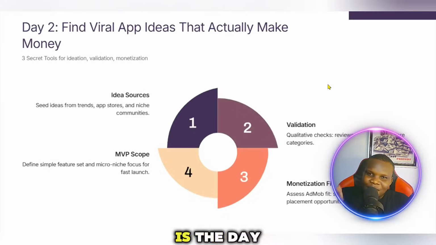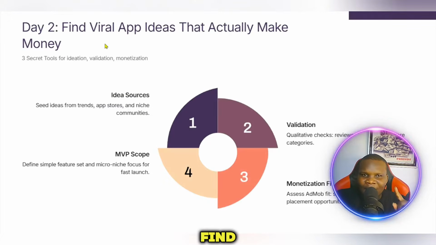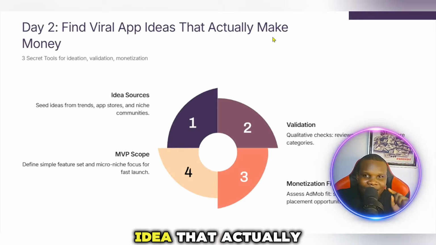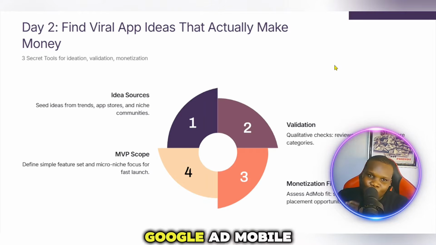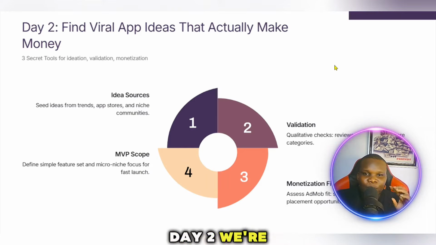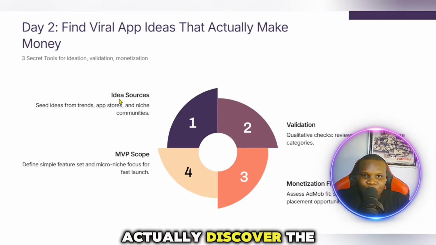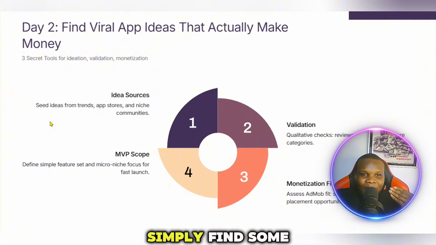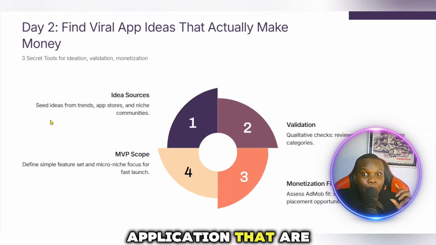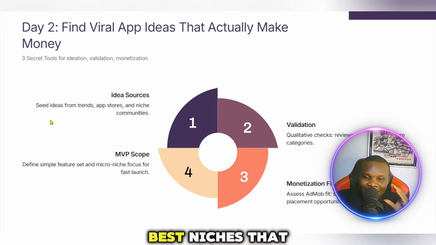All right, so this is the day 2 of this very challenge, which is to find a viral app idea that actually helps us on Google Admob. In this very day 2, we're going to do 4 simple steps, and the first step is to discover the app source, where you're going to find some trending applications that are low on competition, and also the best niches that can help us with our Google Admob.